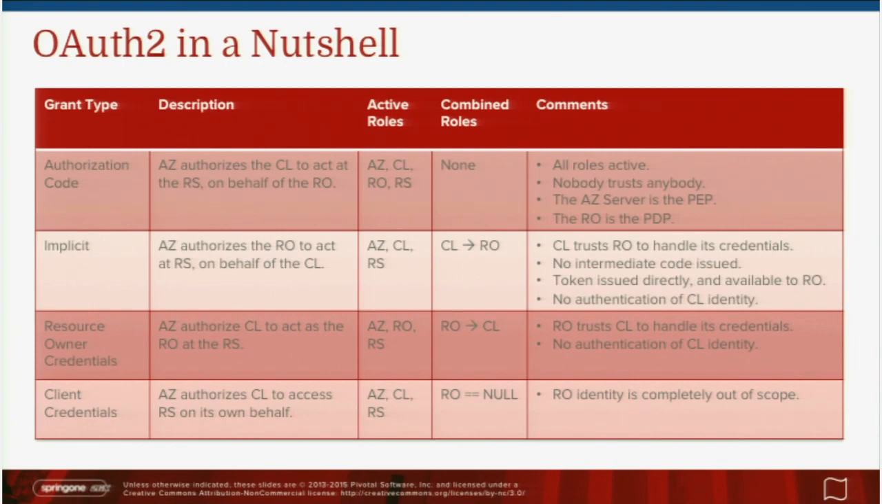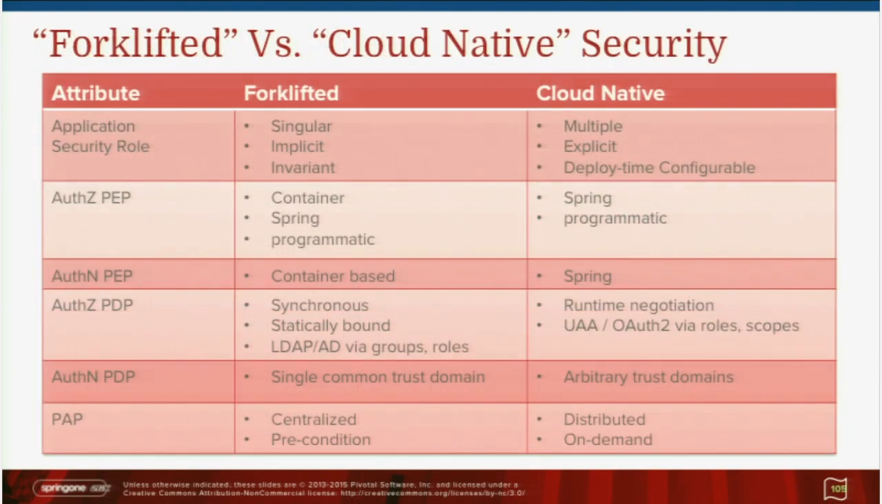OAuth 2 in a nutshell. I won't drag you through this table, but I think you should probably print it out and tack it on your wall. This kind of summarizes what we've done in the previous segment and says, here's how you know which grant type matters, which grant type you should use based on your existing assumptions. And then finally, a comparison between a forklifted versus a cloud native app.